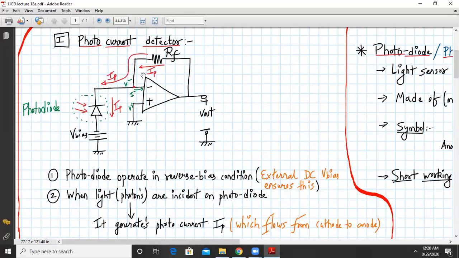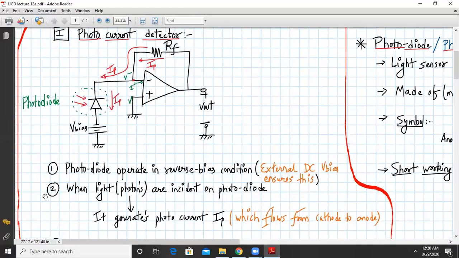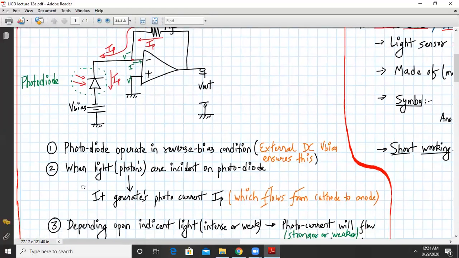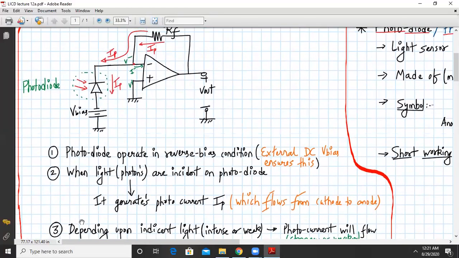So this same current is passing through the resistor RF because I minus is 0, and the current is going from cathode to anode because of the reverse supply. So the photodiode operates in the reverse bias condition. The external DC bias ensures this. That's what I've written. So when the light or the photons are incident on a photodiode, it generates photocurrent IP, which flows from the cathode to the anode.